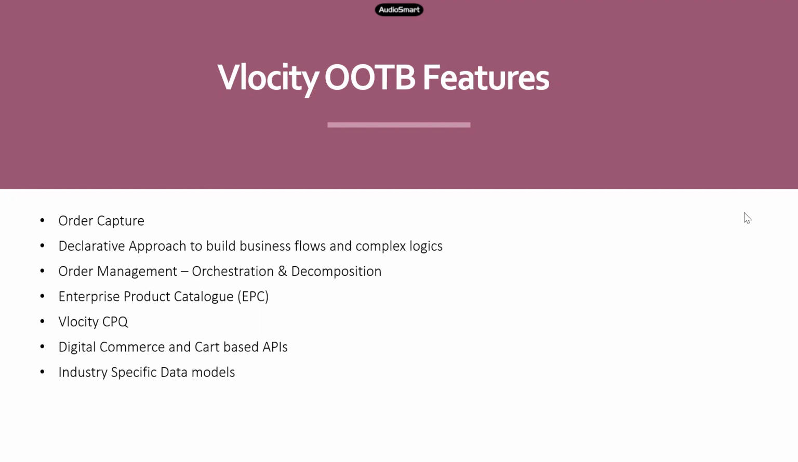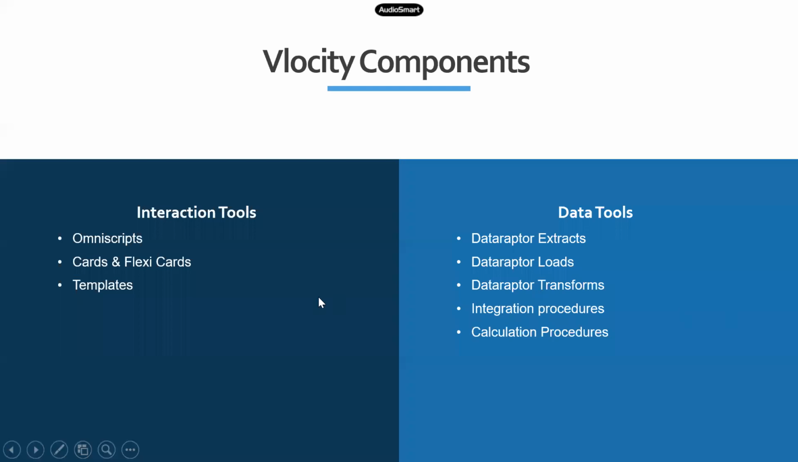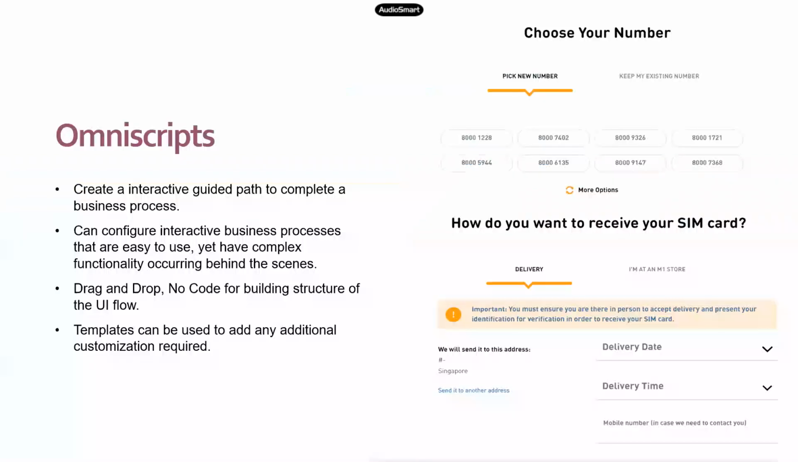Right. Now, let's take a look at certain Vlocity components. Vlocity provides us two sets of components, interaction tools and data tools. Interaction tools are the ones which we use on the UI. Data tools are the ones which we can use to run backend logic. So interaction tools for front-end logic, data tools for backend logic. So let's briefly see each of them a little bit.